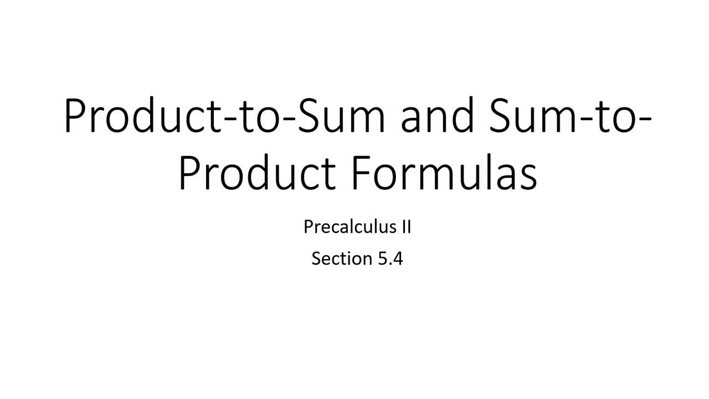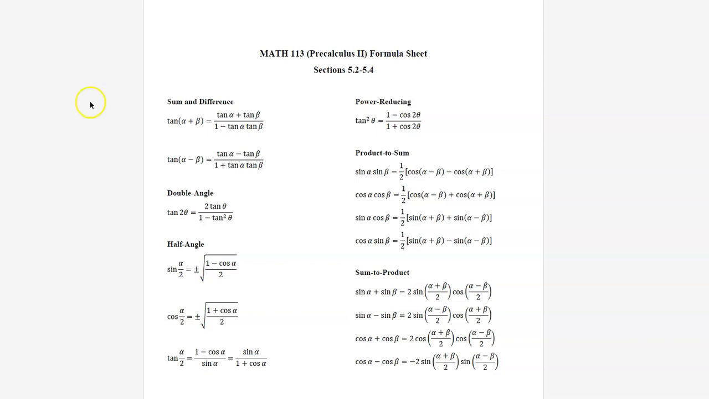They are on that formula sheet, so a lot of these we're not going to memorize, right? I told you that the sum and difference formulas for tangent and double angle for tangent and power reducing for tangent are all there. The half angles for sine, cosine, and tangent. These are the 8 formulas we're working on in this section.